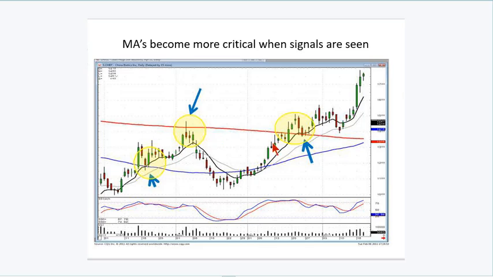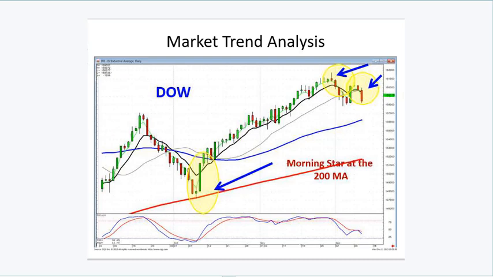Yep, we did that one. Let's go on. So this is, again, a very simple observation, knowing what signals we're looking for. Look at the big morning star signal right smack dab on the 200. Where do you think everybody was watching to see if this was going to act as support? Right here at the 200.